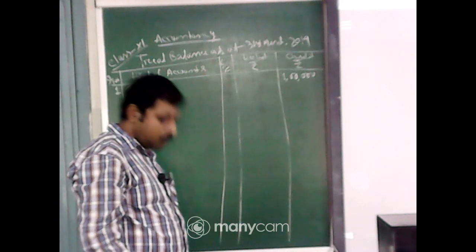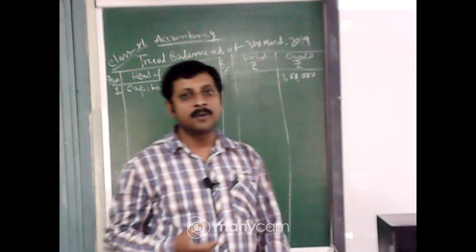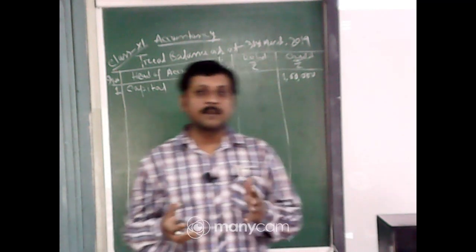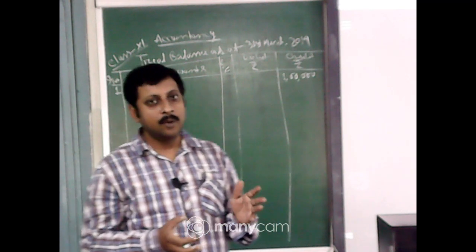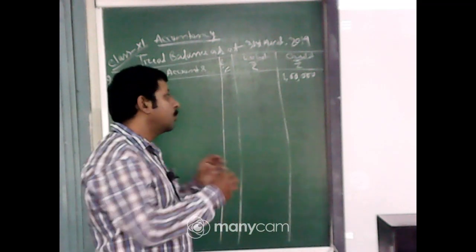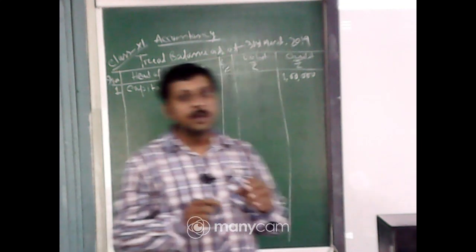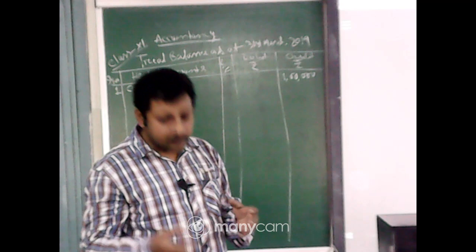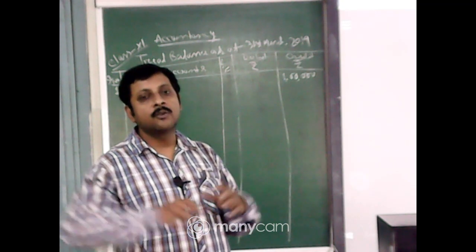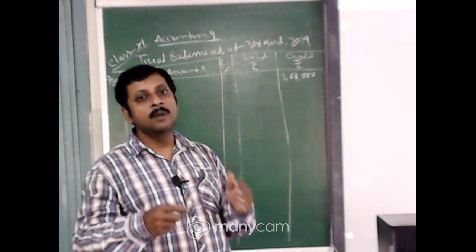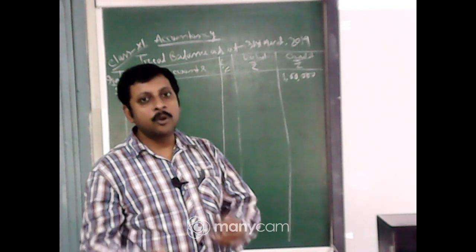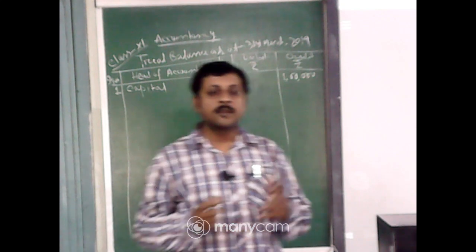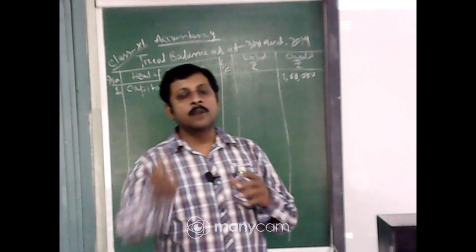Now drawings. What is drawings? When the owner withdraws some money for his personal use, that's called drawing. Drawing is an expense for the business, because as per the entity concept, the business and the owner are different persons. Suppose the business name is Robi Traders, and Robi Mondal is the owner of this business. If Robi Mondal withdraws some money from Robi Traders, that will be his personal expense and not for business purpose. If anything is not for business purpose, it will be personal.